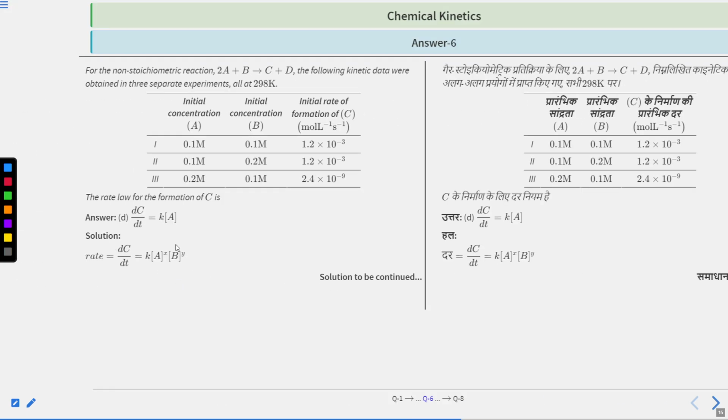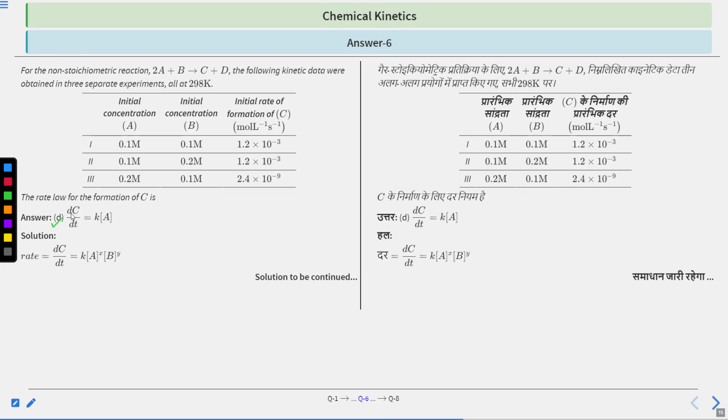Okay. Let's see. The correct answer is option D, that is dC by dt is equal to K times A. So you can write the rate expression for the formation of C as dC by dt is equal to K times concentration of A power X, concentration of B power Y. Because we have experimented 3 times, we have to find out what X and Y will be.